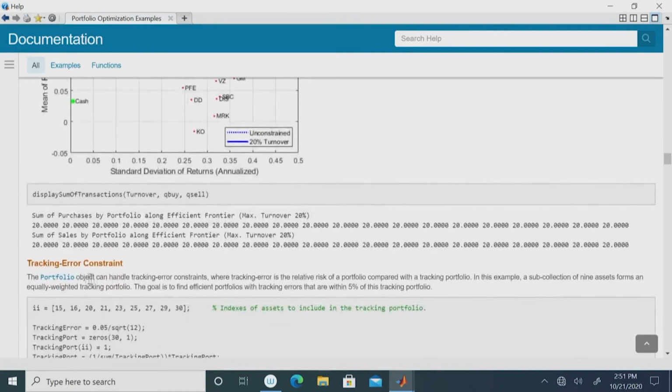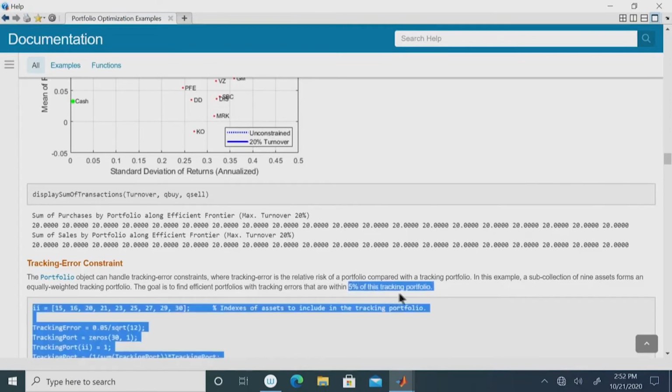Okay, so now let us talk about the tracking error constraint. Again we go back to the portfolio object that is inbuilt into MATLAB, and we can handle tracking error constraints, where tracking error is the relative risk of a portfolio compared to the tracking portfolio. Here we have a portfolio that is being actively managed, and in order to track the errors we introduce a tracking portfolio, and the goal is to find those efficient portfolios with tracking errors that are within 5% of the tracking portfolio.